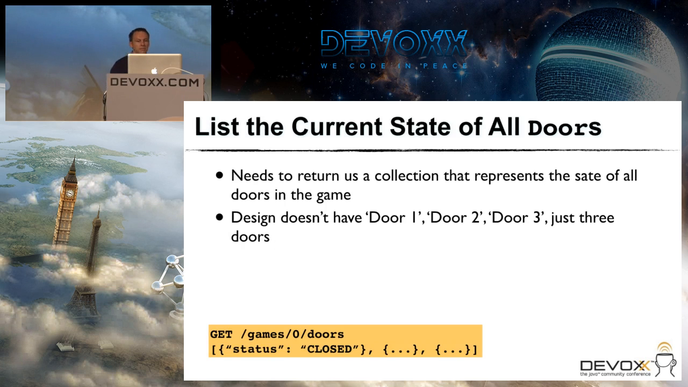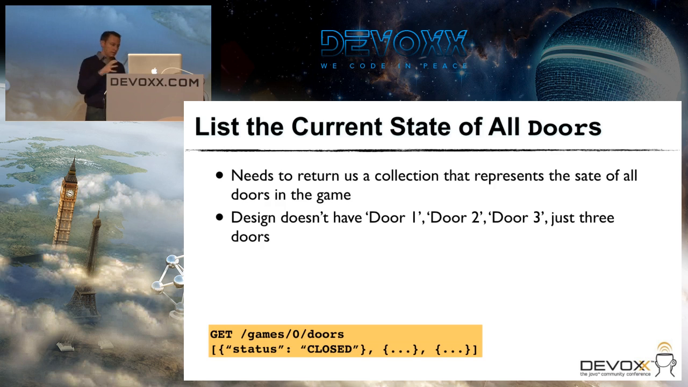Given that returned game, let's list the current state of all of those doors. We need to return a collection. So we'll say, get games/0/doors, return me an array of all of the doors and their current statuses. In this particular case, they're all going to be closed.